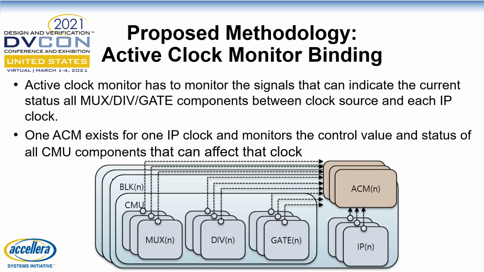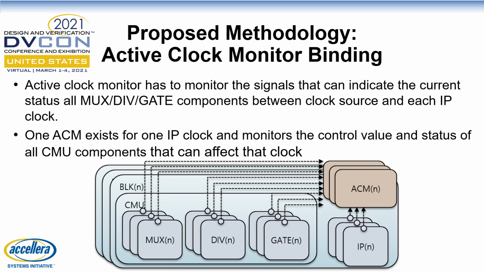In order to implement the functions mentioned in previous slides, the active clock monitor had to monitor the status of all CMU components between the clock source and each IP clock, because the ACM needs to know which vector changed the clock. To do that, we need to have a database describing the relationship between IP clock and CMU components. Actually, I will cover this database in more detail later.